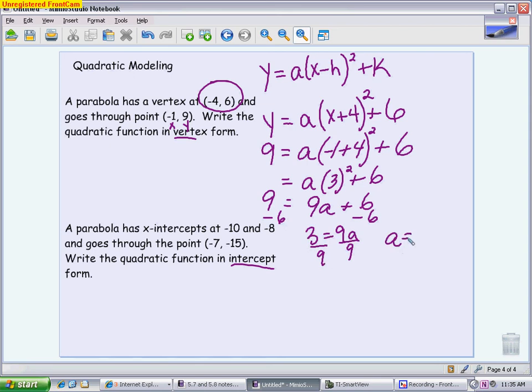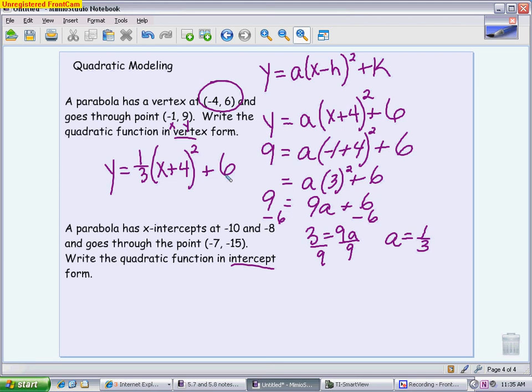A is a third. So what that means is my final answer is y equals 1/3 (x plus 4) squared plus 6. And the nice thing about these problems is if you want to check your work, graph that parabola on your calculator. Go on your calculator, type in 1/3 times (x plus 4) squared plus 6.